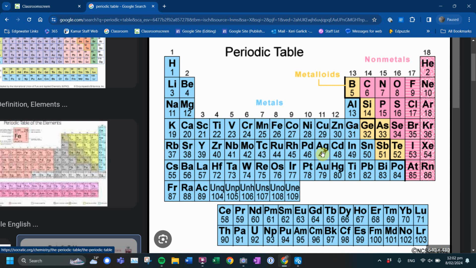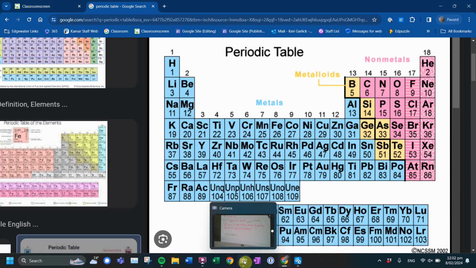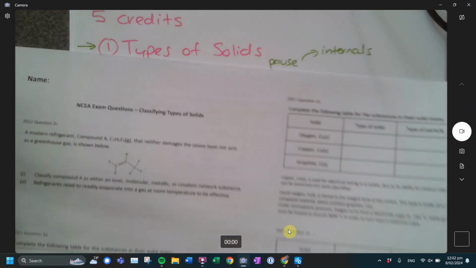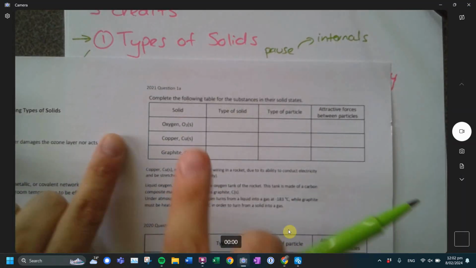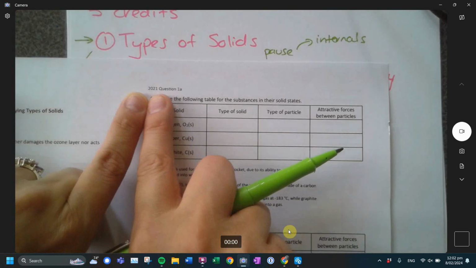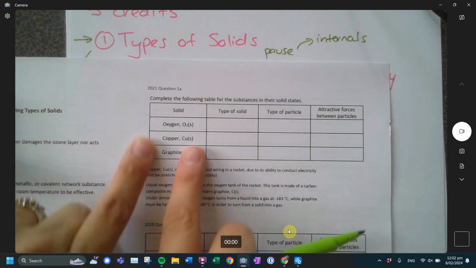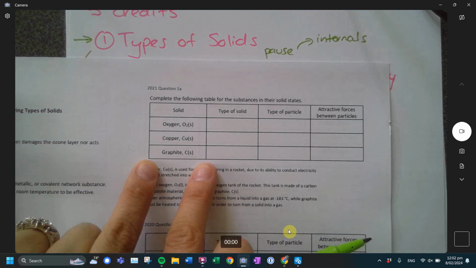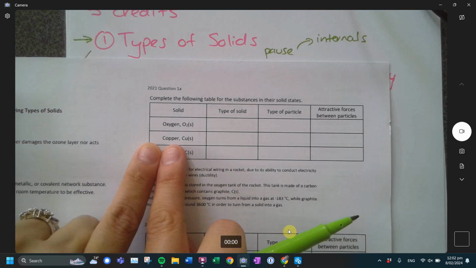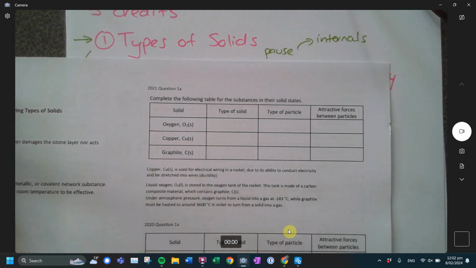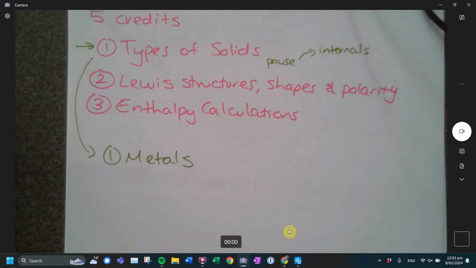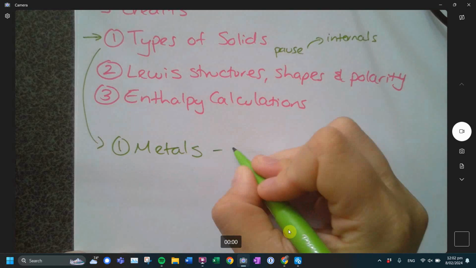Just trying to think if there's any examples of it. So when we are looking at these sheets here, I'm just going to look at 2021, question 1A. You see how they've given us a list here? I can see that the metal is copper, so I would classify that as my metal. So for the metals, you are looking for metal elements.